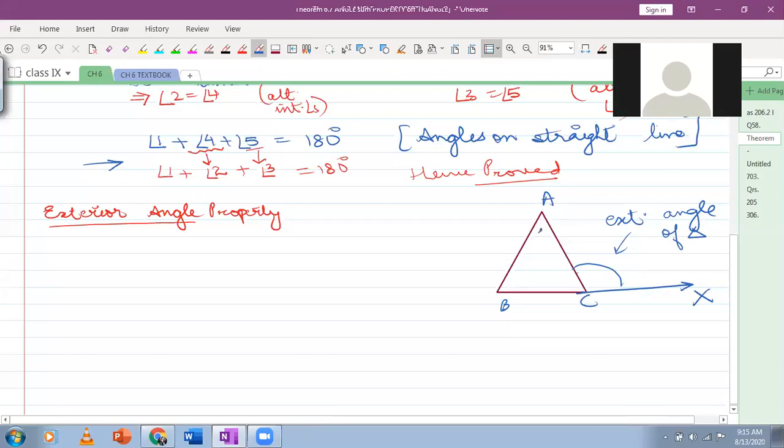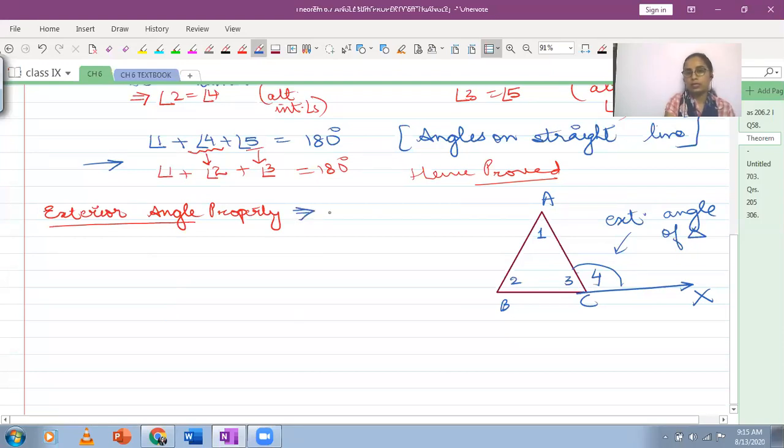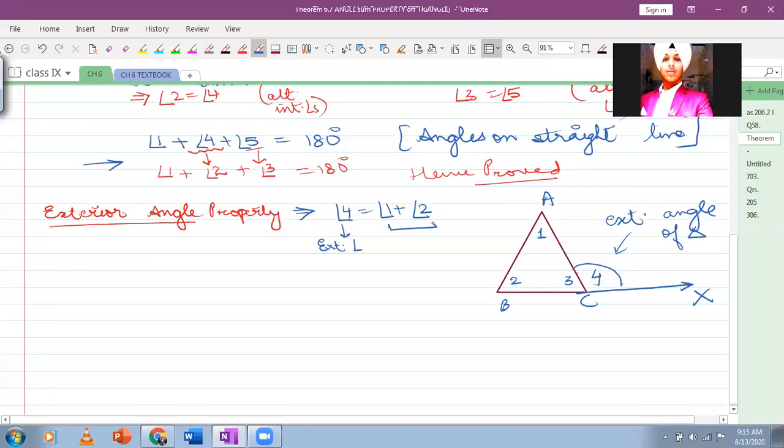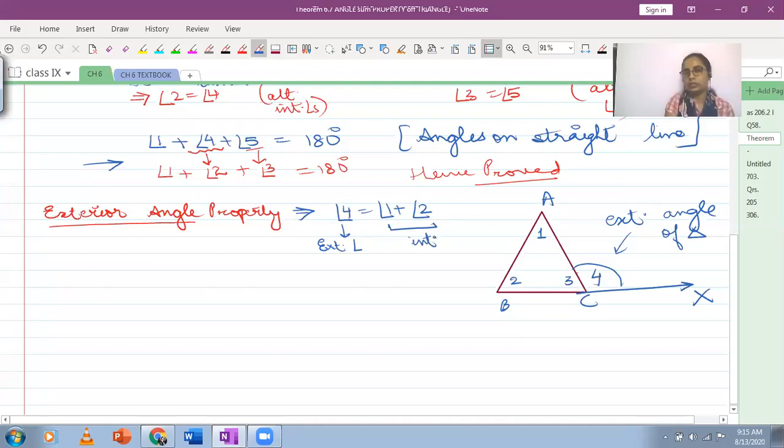And I'm going to use the same numbers which I used in the theorem. So these are the interior angles, angle 1, 2, and 3. Let's mark this as angle number 4. The exterior angle property of a triangle states that 1 plus 2 equals 4. That's correct. 1 plus 2 equals 4. This is the exterior angle of the triangle, and these two are the interior opposite angles.